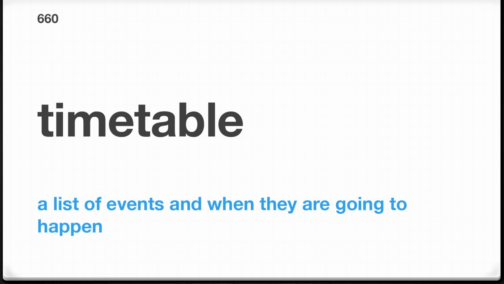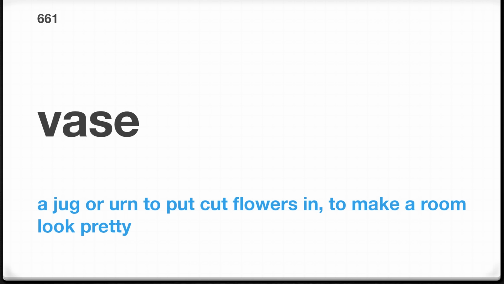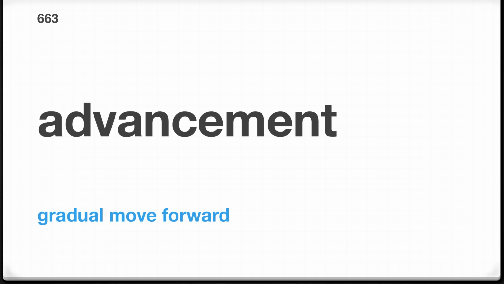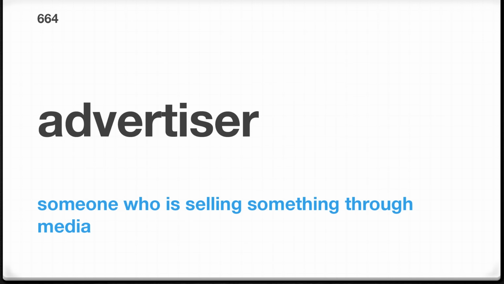A list of events and when they are going to happen. Timetable. A jug or urn to put cut flowers in, to make a room look pretty. Vase. On or in a moving vehicle, for example, aboard the boat. Aboard. Gradual move forward. Advancement. Someone who is selling something through media. Advertiser.